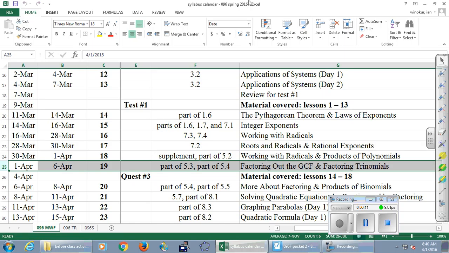Now, a couple of things. First of all, coming up on Monday, we have quest number 3. That quest is on classes 14 to 18. This is class 19, so the stuff we're doing today is not on the quest. You've already seen the stuff on the quest.